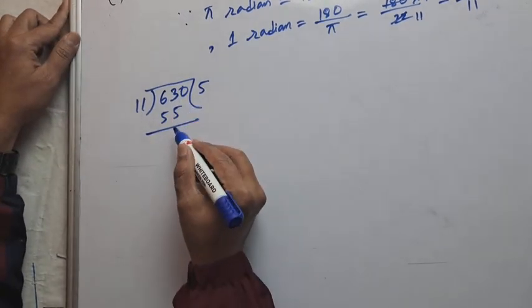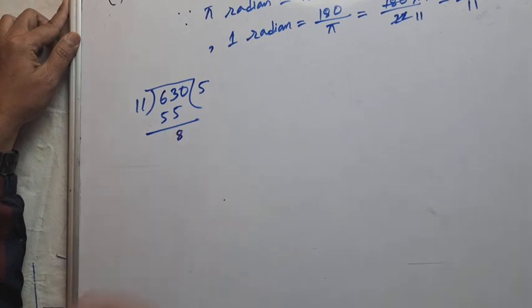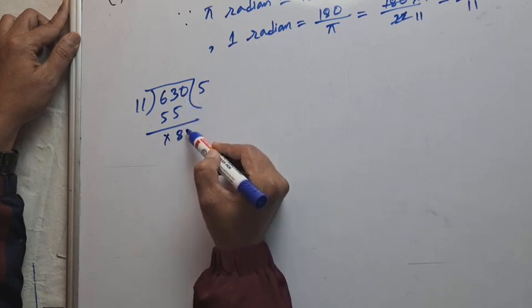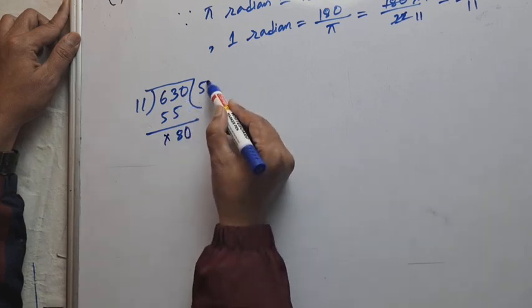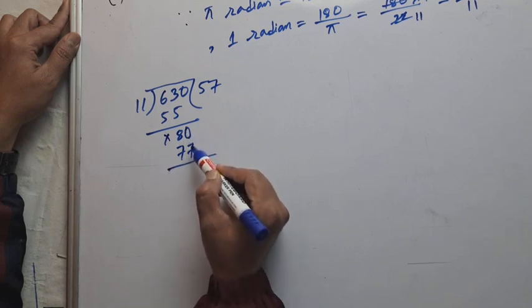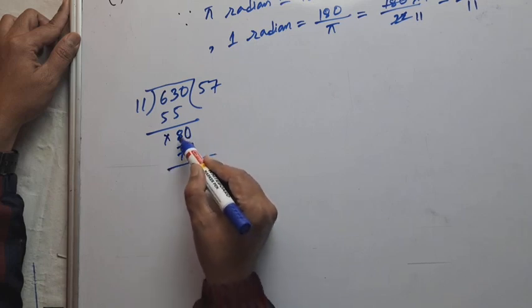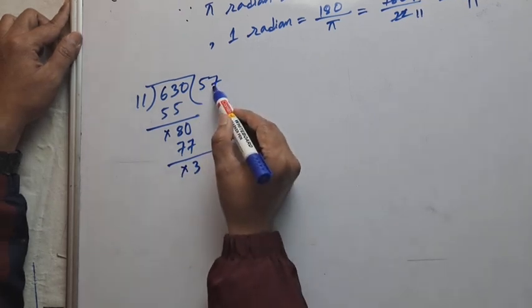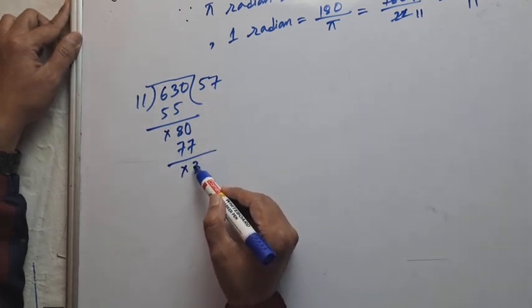13 minus 5 is 8. Now this becomes 5. 5 minus 5 is 0. This 0 comes down. 11 7s are 77. 10 minus 7 is 3. Okay, this becomes 7. 7 minus 7 is 0. So we got 57 degrees, and this 3 is also degrees, isn't it?